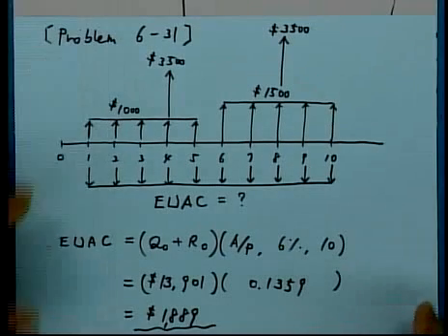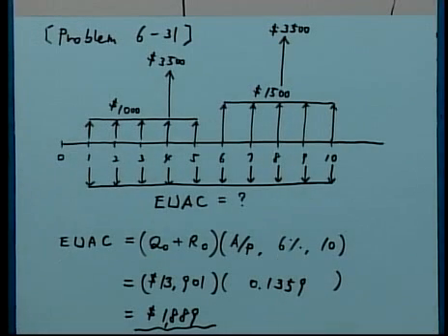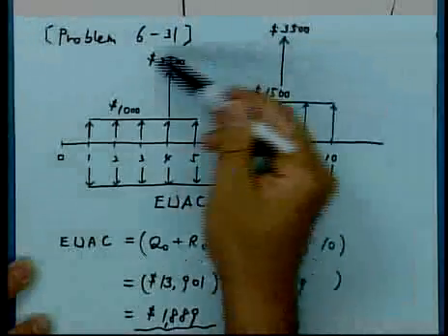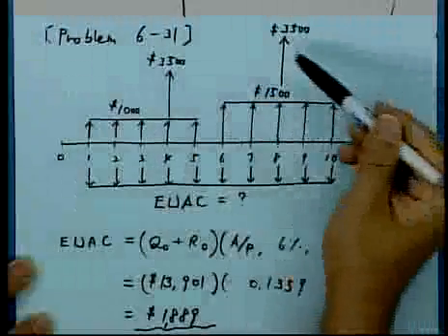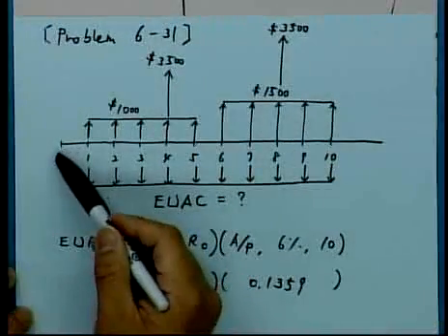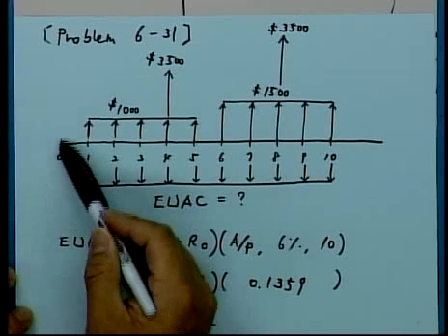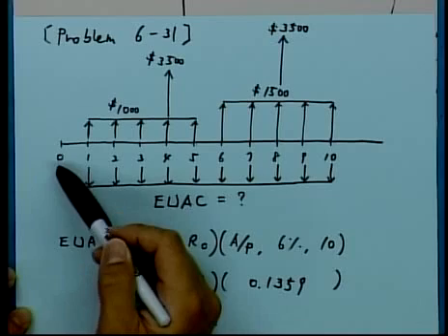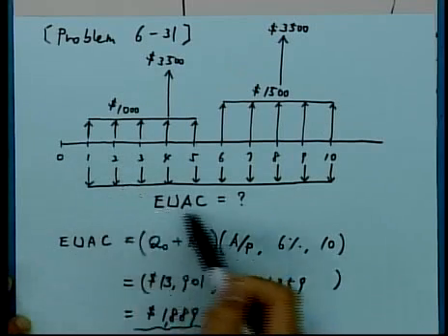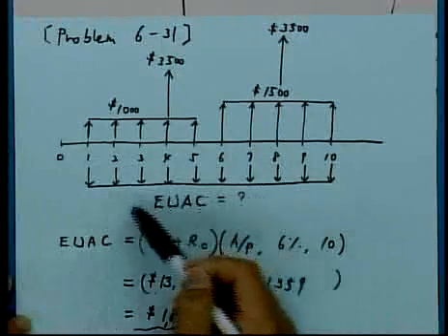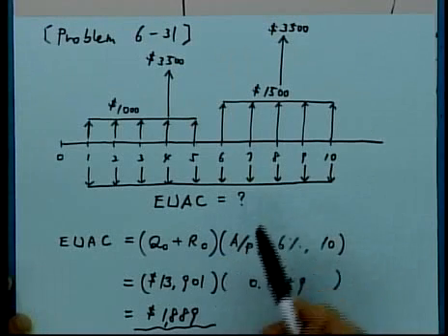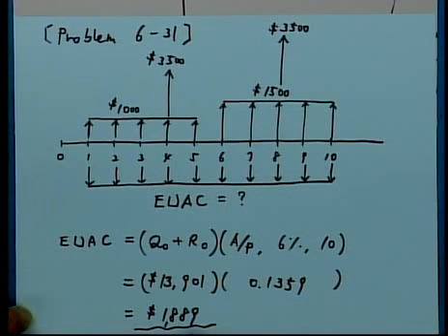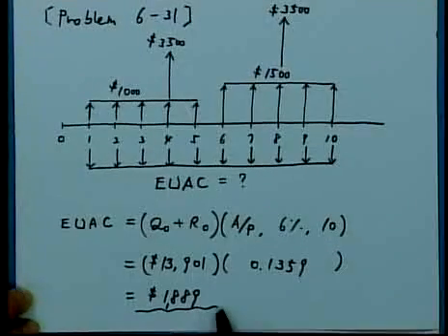So in this problem, what we did is convert this positive cash flow to an equivalent present worth at time t equals 0, and then convert that value to an equivalent uniform annual expenditure. In this case, it is $1,889.